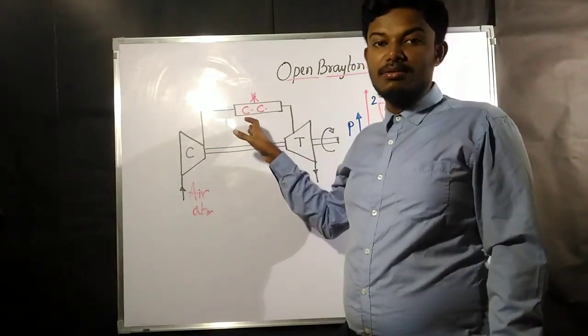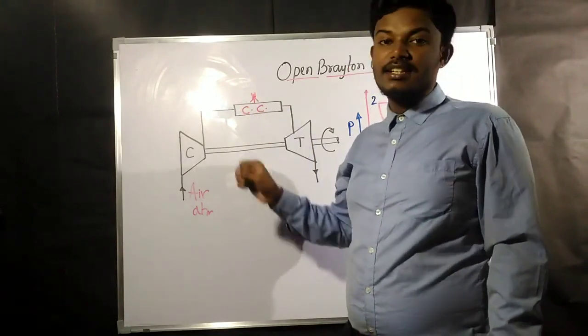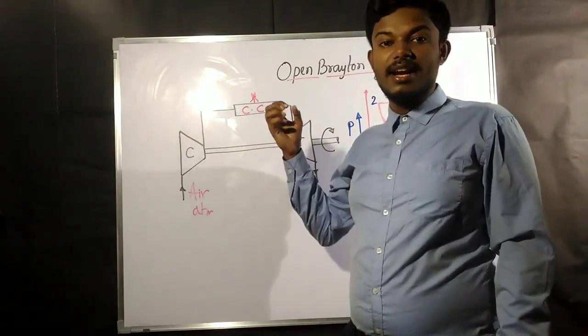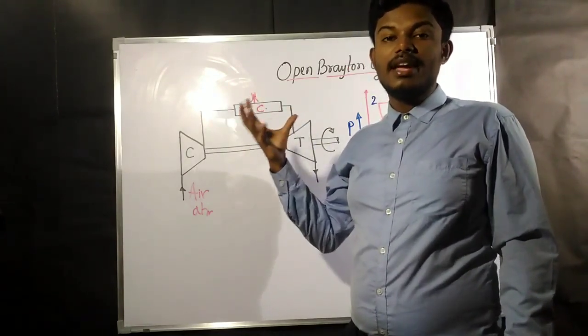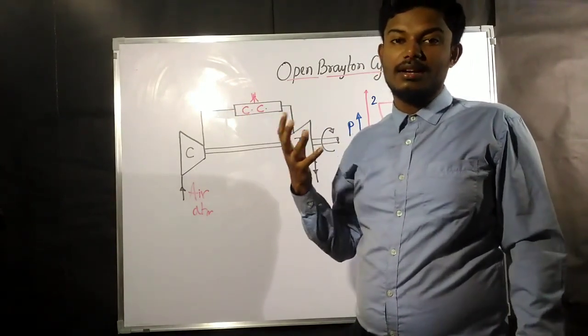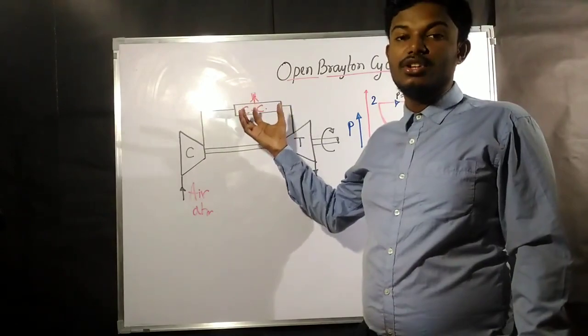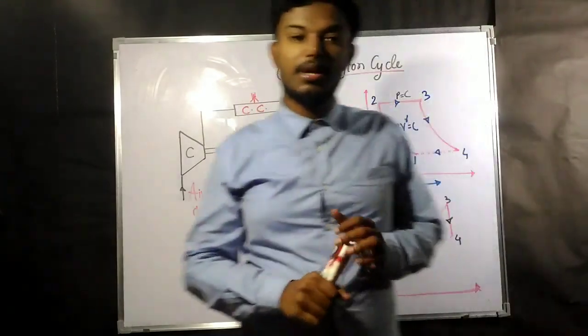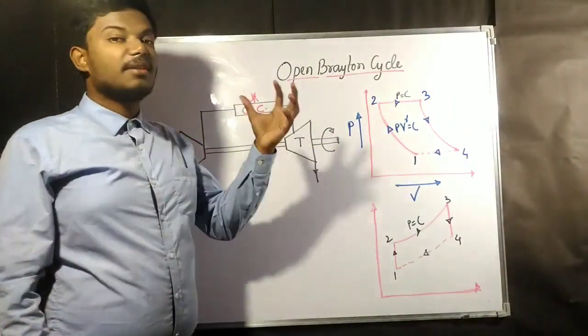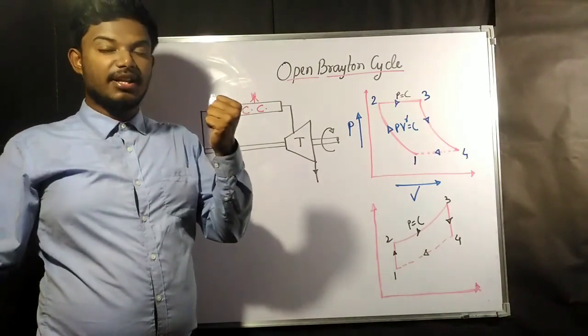After that, in the combustion chamber, some fuel is injected and the air-fuel mixture is going to burn. The combustion process gets completed in the combustion chamber. Now after combustion, it again has high temperature and high pressure.